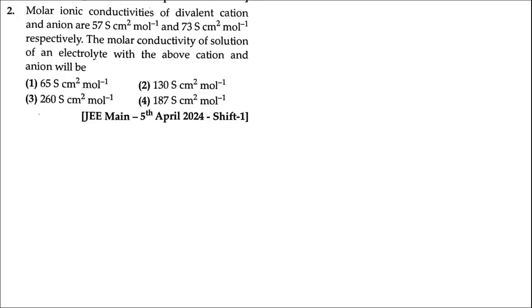Question 2. Molar ionic conductivities of divalent cation and anion are 57 and 73 respectively. The molar conductivity of a solution of an electrolyte with the above cation and anion will be: divalent cation molar conductivity is 57, divalent anion molar conductivity is 73. Then the molar conductivity of the electrolyte will be the molar conductivity of the cation plus the molar conductivity of the anion, and this is equal to 130. Correct option is option 2.